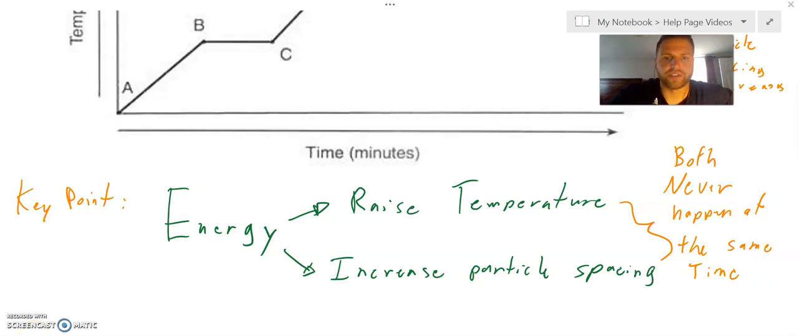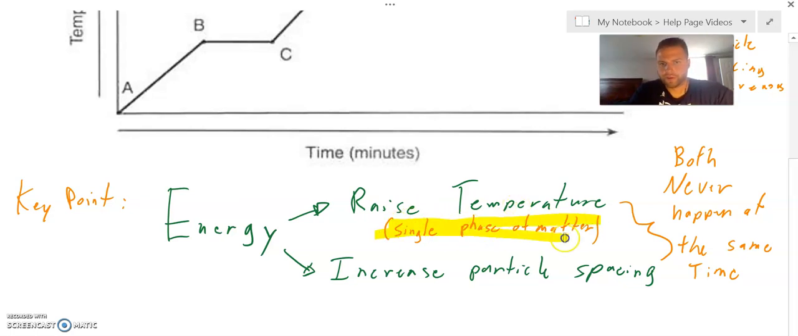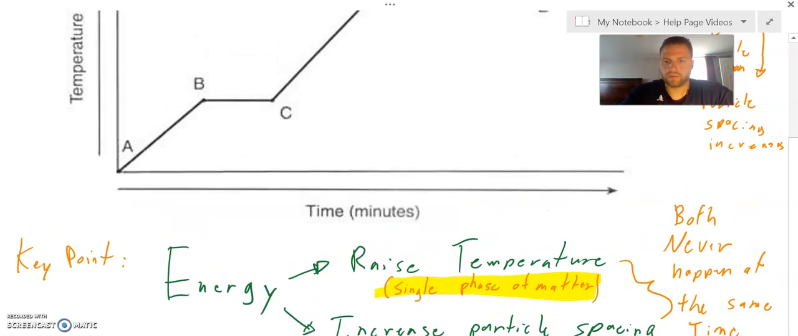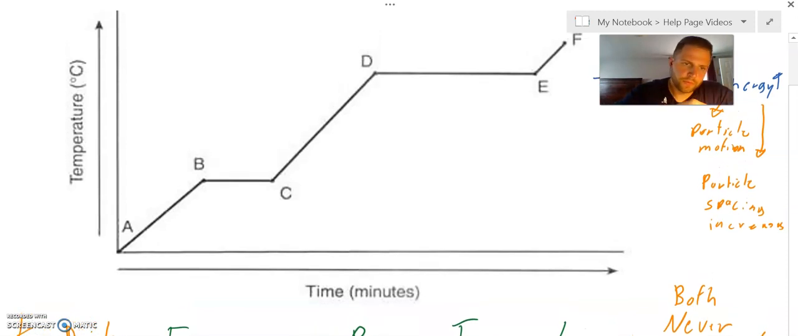Remember, when temperature raises or declines, we have a single phase of matter. Let's go ahead and highlight this on the graph. All right, so here's our yellow highlighter. Here's a temperature increase. There's another one. And then here's our final one.